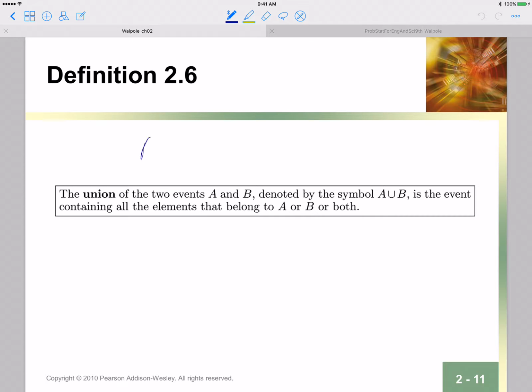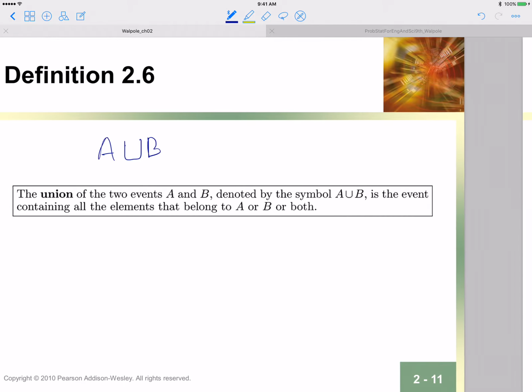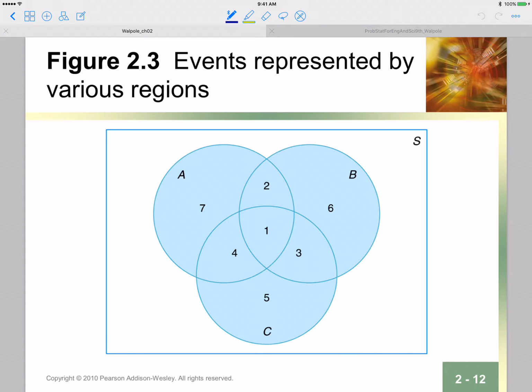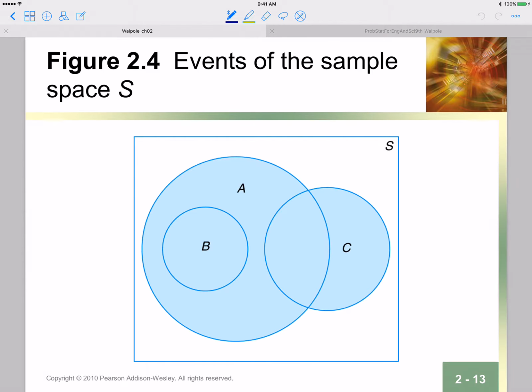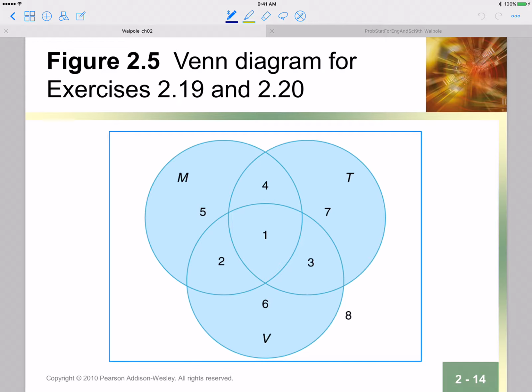And then union is this guy. Okay, so in terms of an event, it means the event A happened or B happened, right? So that's the interpretation. Yeah, so there are many different examples.